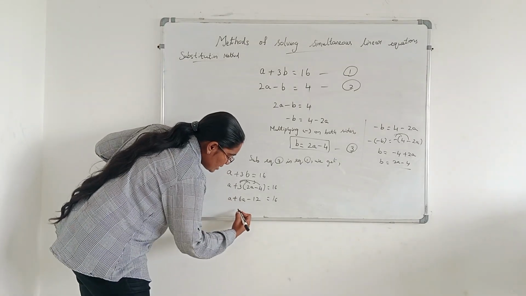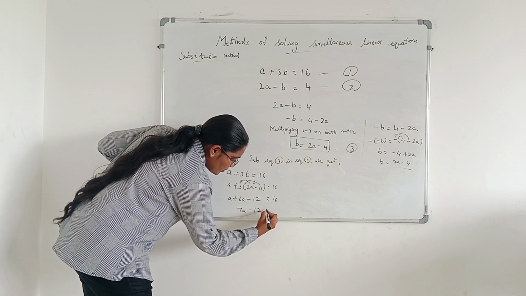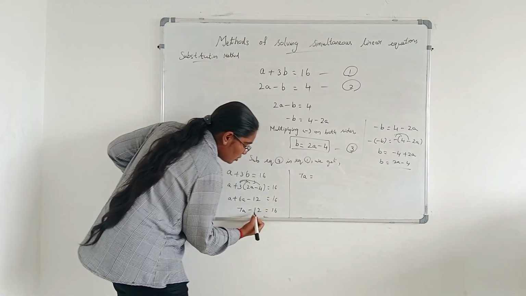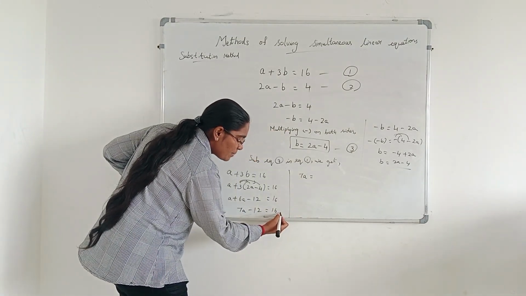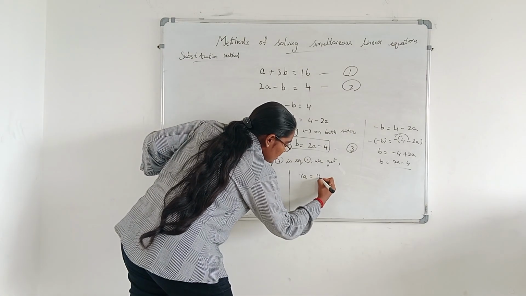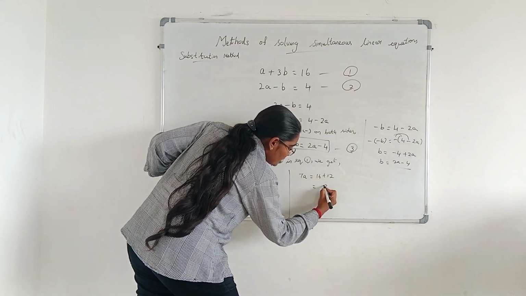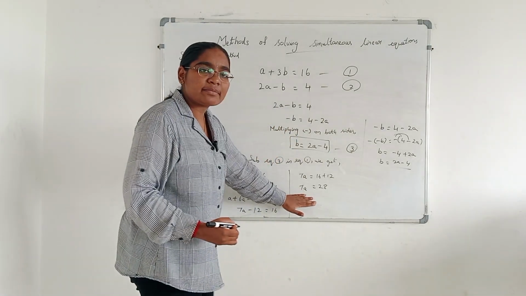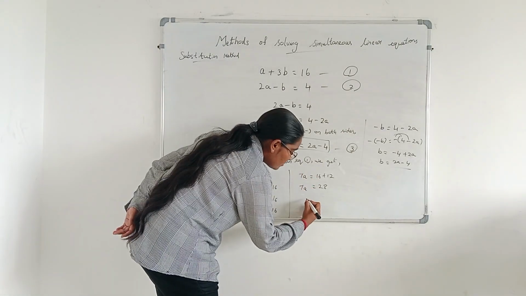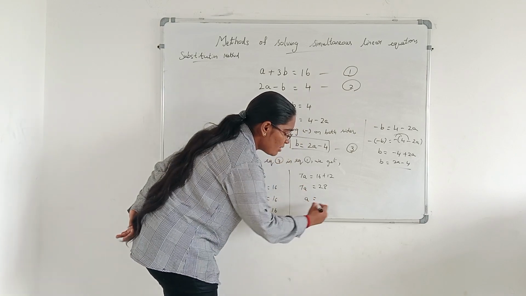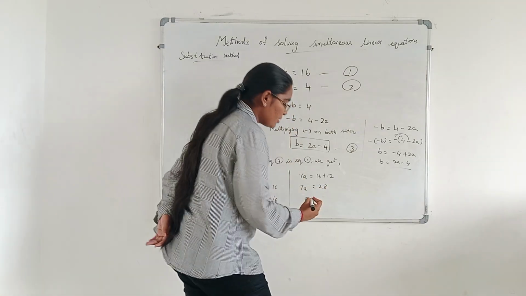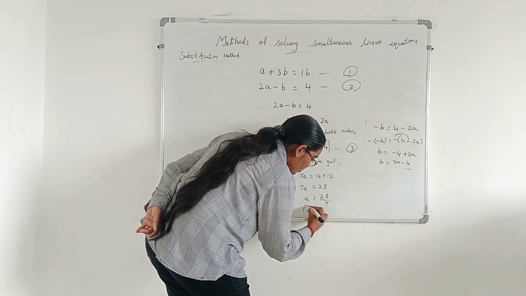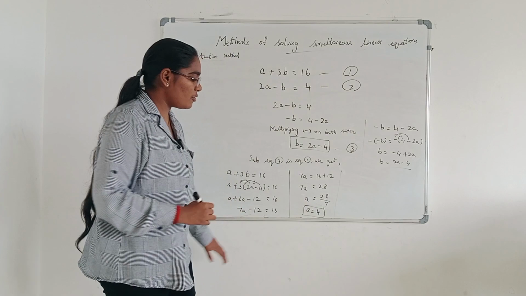So a plus 6a is 7a minus 12 equal to 16. Next, 7a equal to 16, and this minus 12, when it moves to the other side, it will become plus 12. So 16 plus 12 is 28, so 7a equal to 28. This 7a is in multiplication, so keep this variable on this side. When this 7 moves to the other side it will become division. So 28 divided by 7. So a equal to 4. Now we found the value of a.